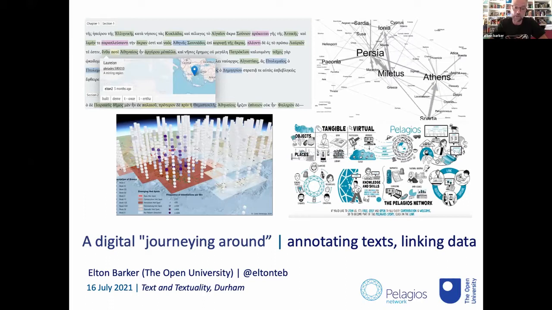So in particular, I'm going to look at the role of semantic annotation in a current project and consider the affordances of using semantic annotation for the future study of text. That's kind of the grand plan. Let's see how it goes.